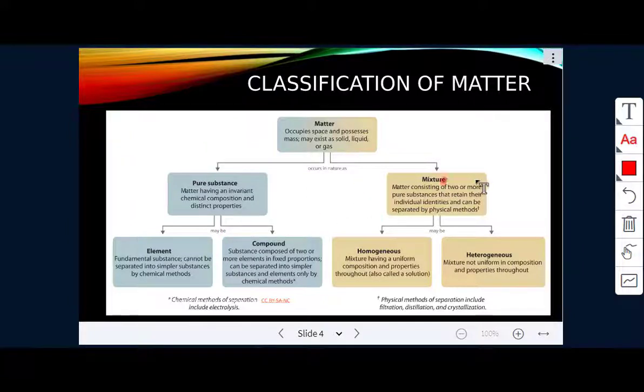Then we get into mixtures. This is where we have 2 or more pure substances, but they can still be separated by physical methods. So homogeneous, these are mixtures that have a uniform composition and properties throughout the whole substance. You will also hear it being called a solution. And then heterogeneous, the mixture is not uniform, so its composition and properties are separate.